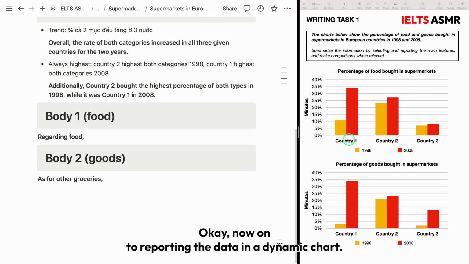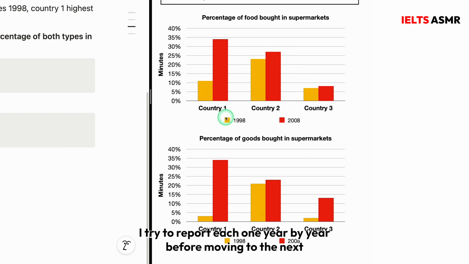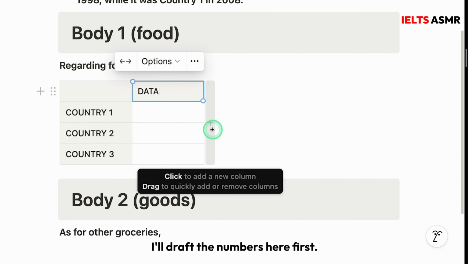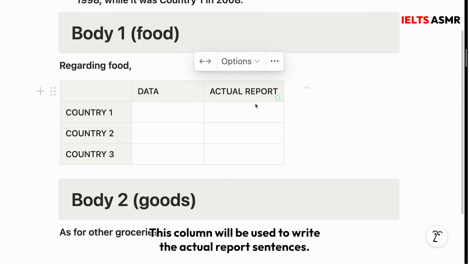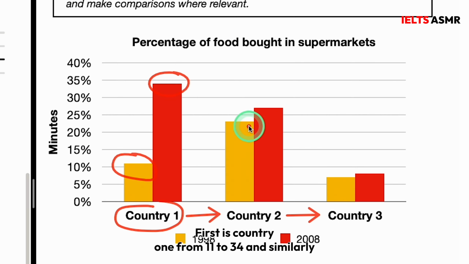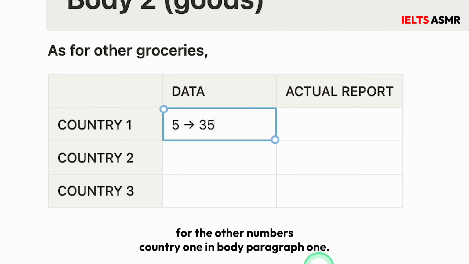Okay, now onto reporting the data. In a dynamic chart, I try to report each one year by year before moving to the next to avoid confusion. I'll draft the numbers here first. This column will be used to write the actual report sentences. First is country 1 from 11 to 34, and similarly for the other numbers.